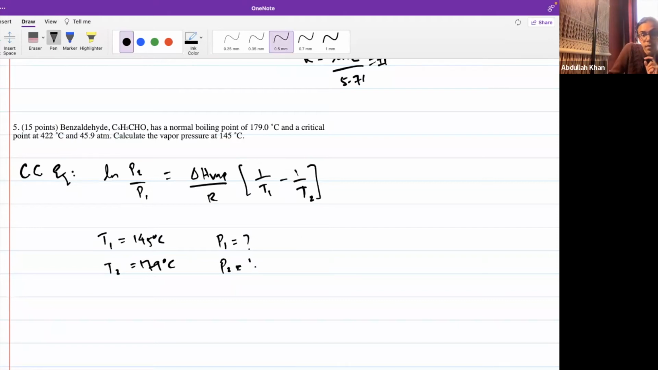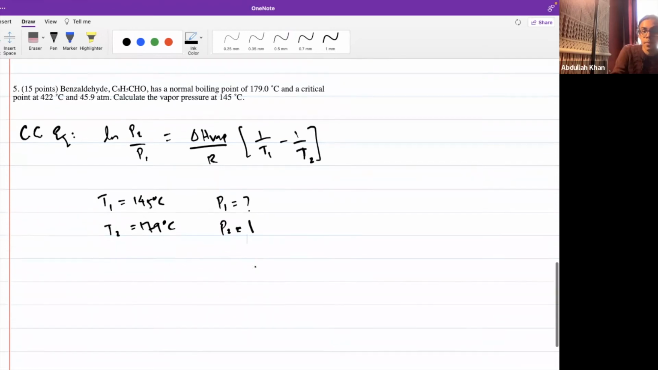Exactly. So that's P2. That's something we keep in mind. The vapor pressure at the normal boiling point is always 1 atm. Great. So we have P1, we have P2. Just need to figure out what this annoying delta H vaporization is.